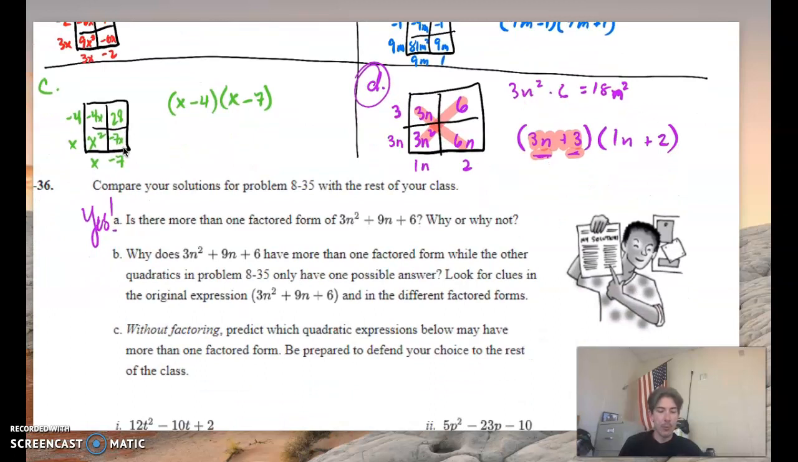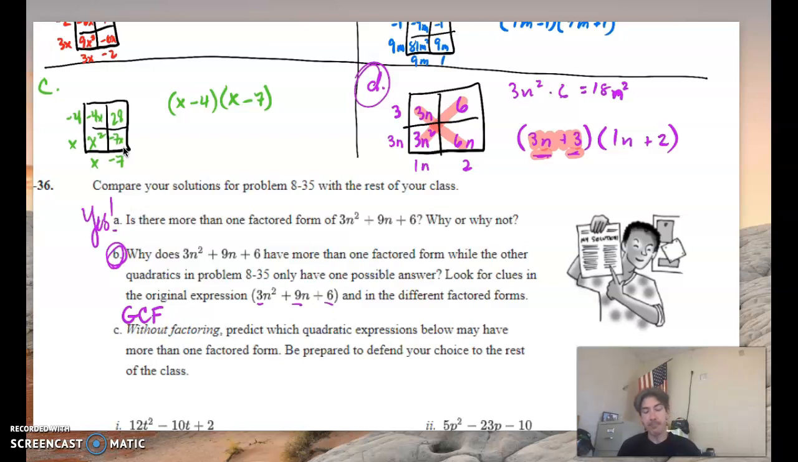Okay, why does this have more than one factored form? It's for exactly what I said, because there is a GCF. A GCF, of course, I'll remind you, is a greatest common factor that can be factored out. I say that, and now I look at the whole trinomial, and I recognize that 3n squared, 9n, and 6 all of those terms have a GCF, and I'll show you that here in just a second.